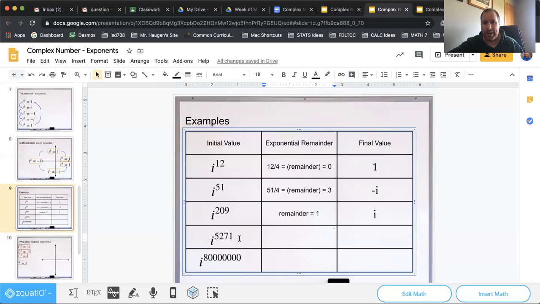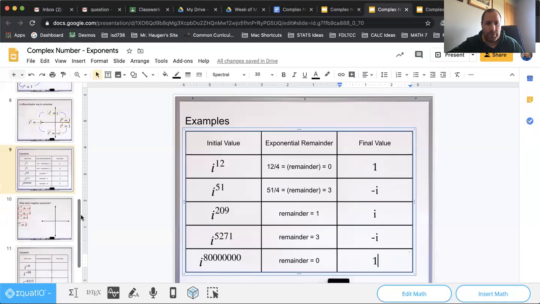And same thing, it doesn't matter how big the number is, you just divide it by 4 and see what the remainder is, right? In this one, the remainder is going to be 3. If you take 5,271 divided by 4, you actually get a remainder of 3, and so negative i will be the result there. And like I said, this big, huge number, divide it by 4, see what the remainder is. In fact, here you should see this is perfectly divisible by 4, so we know the remainder is equal to 0. So this big, huge number becomes 1 because it's the same as i to the 0 power, which is 1. And so that's how you do those with remainders.